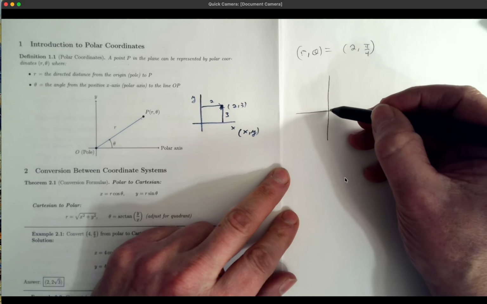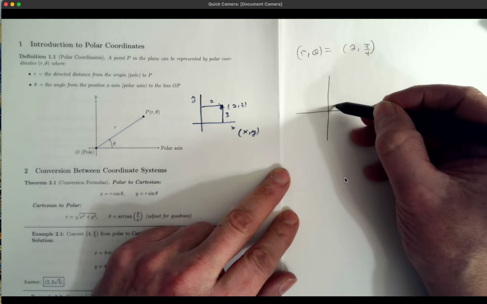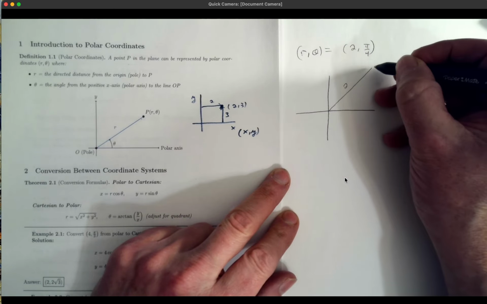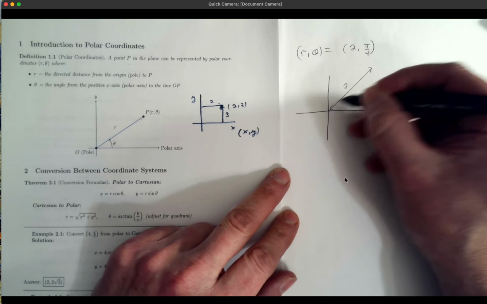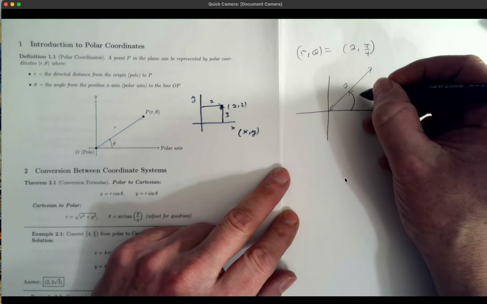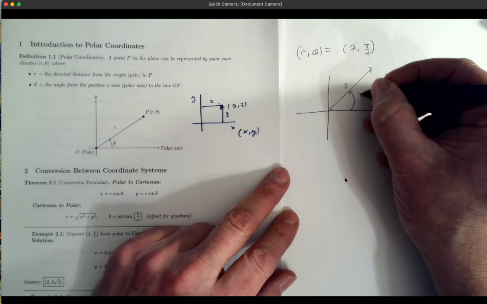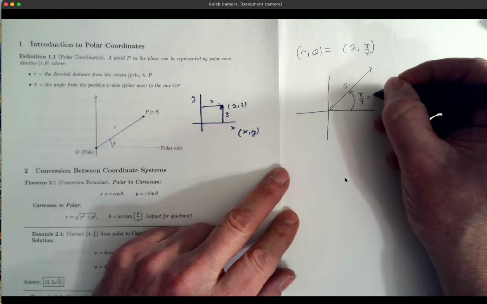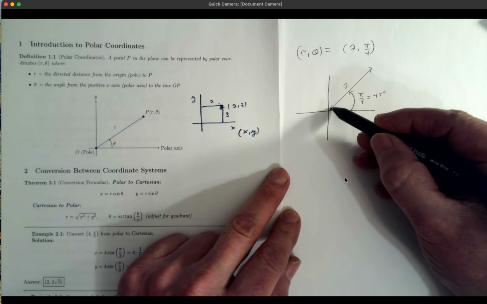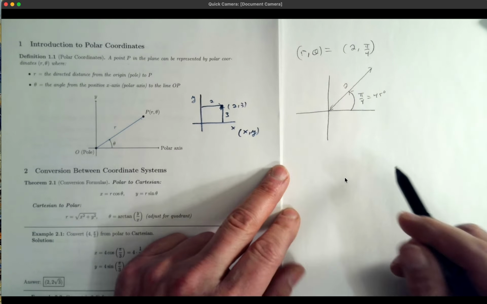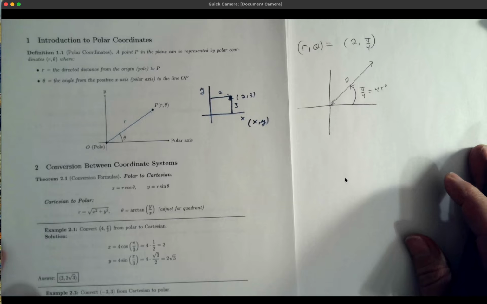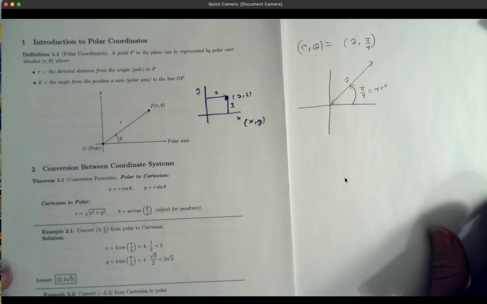Here's pi over 4, that's 45 degrees. And then you travel out a distance 2. So from here to here would be a distance 2, and then this angle would be pi over 4, 45 degrees. So basically travel at 45 degrees a distance 2, and that's how you get to the point 2 comma pi over 4 in polar coordinates.